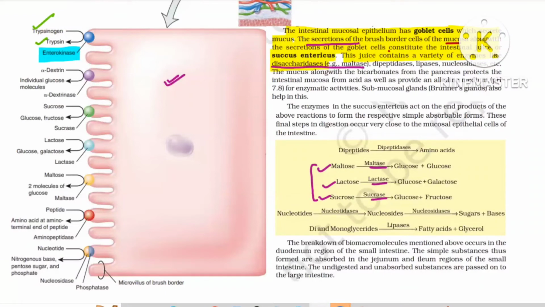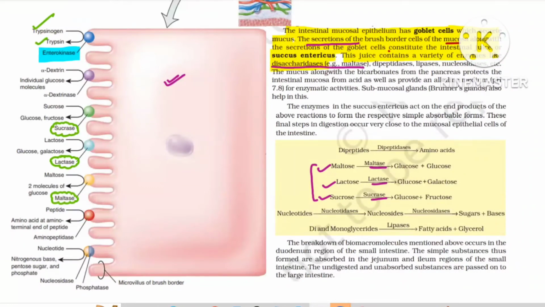Now you come and check in this diagram. If you see, this is the lactase enzyme, which is going to break down lactose into glucose and galactose. Sucrase enzyme, which is going to break down sucrose into glucose and fructose, and maltase enzyme, which is going to break down maltose into 2 molecules of glucose.